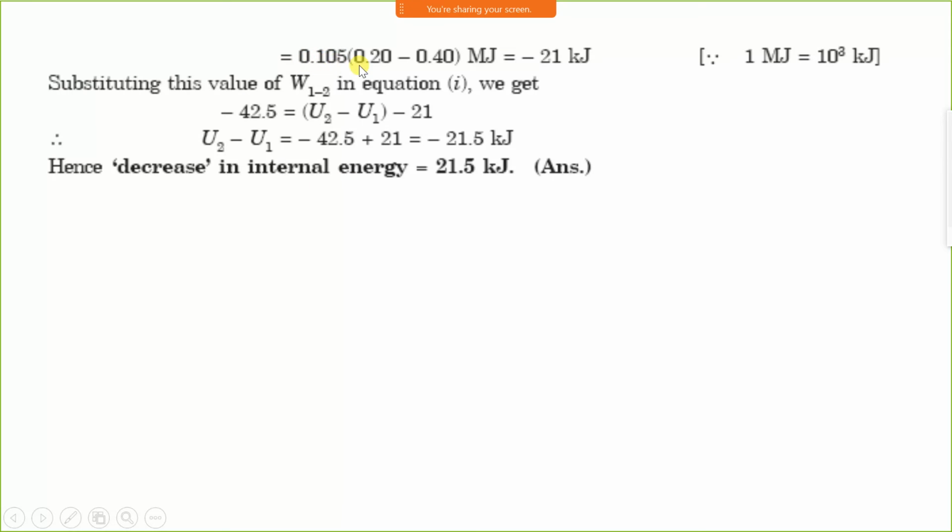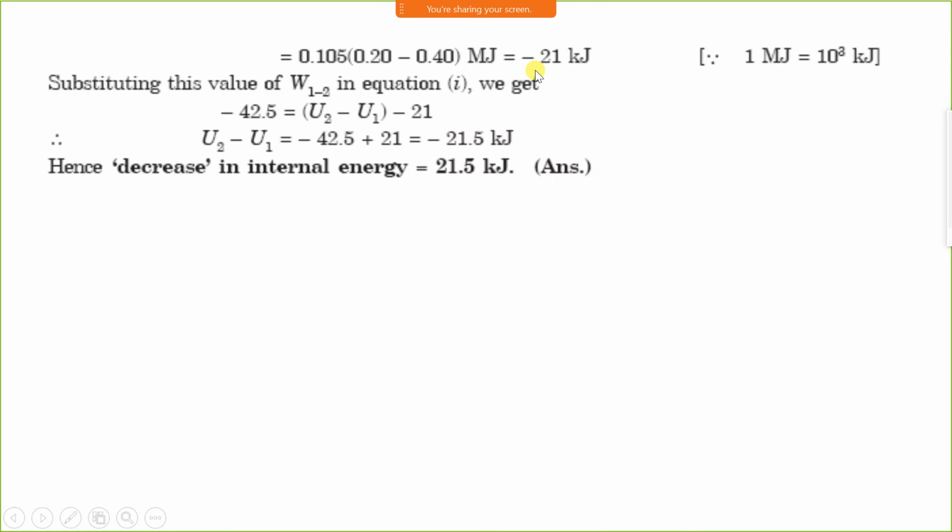Therefore the pressure is 0.105. This pressure is given in megapascal and this volume is given in meter cube, therefore this will give you the answer in megajoule. How to convert megajoule into kilojoule? Multiply it by 1000. 1 megajoule is equal to 10 to the power 3 kilojoule, or 1000 kilojoule. After conversion, you get minus 21 kilojoule.